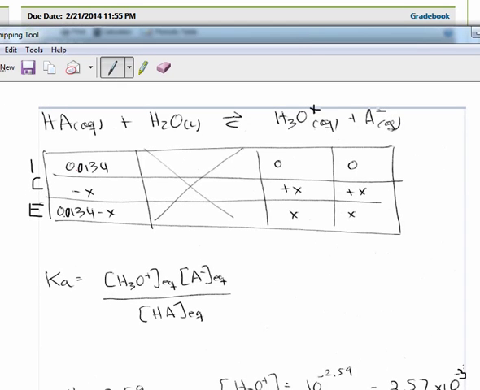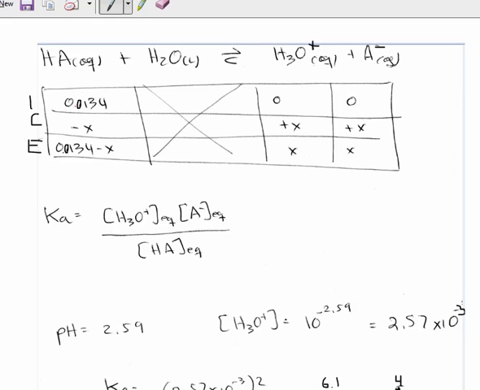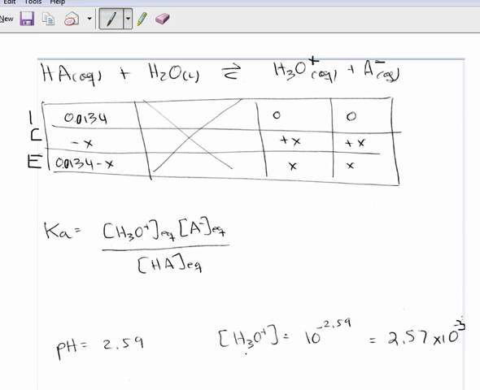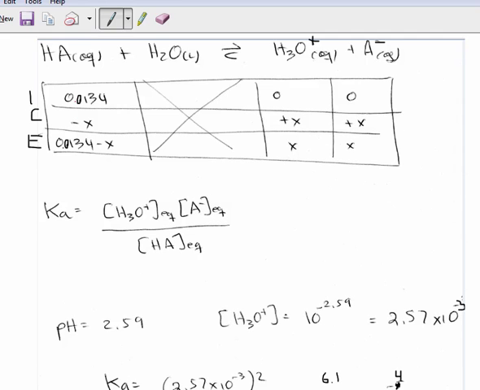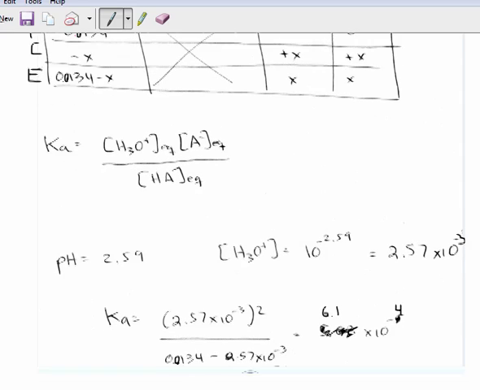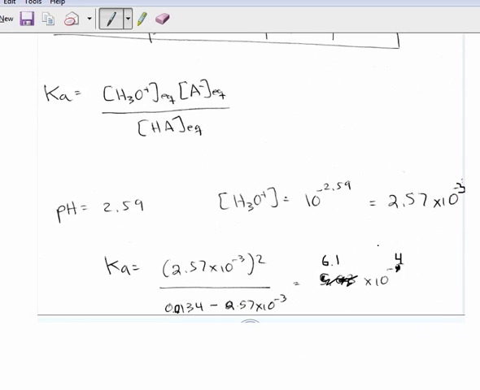So here is my equilibrium expression with the concentration of my products multiplied together divided by the concentration of the weak acid at equilibrium. Now I'm given that the pH is 2.59, so that allows me to calculate the concentration of my hydronium. My hydronium is going to be 10 to the negative pH, or 2.57 times 10 to the minus 3. So once I know my concentration of hydronium, I also know my concentration of my conjugate base, since they are equal to one another due to a stoichiometric coefficient of 1 for both.